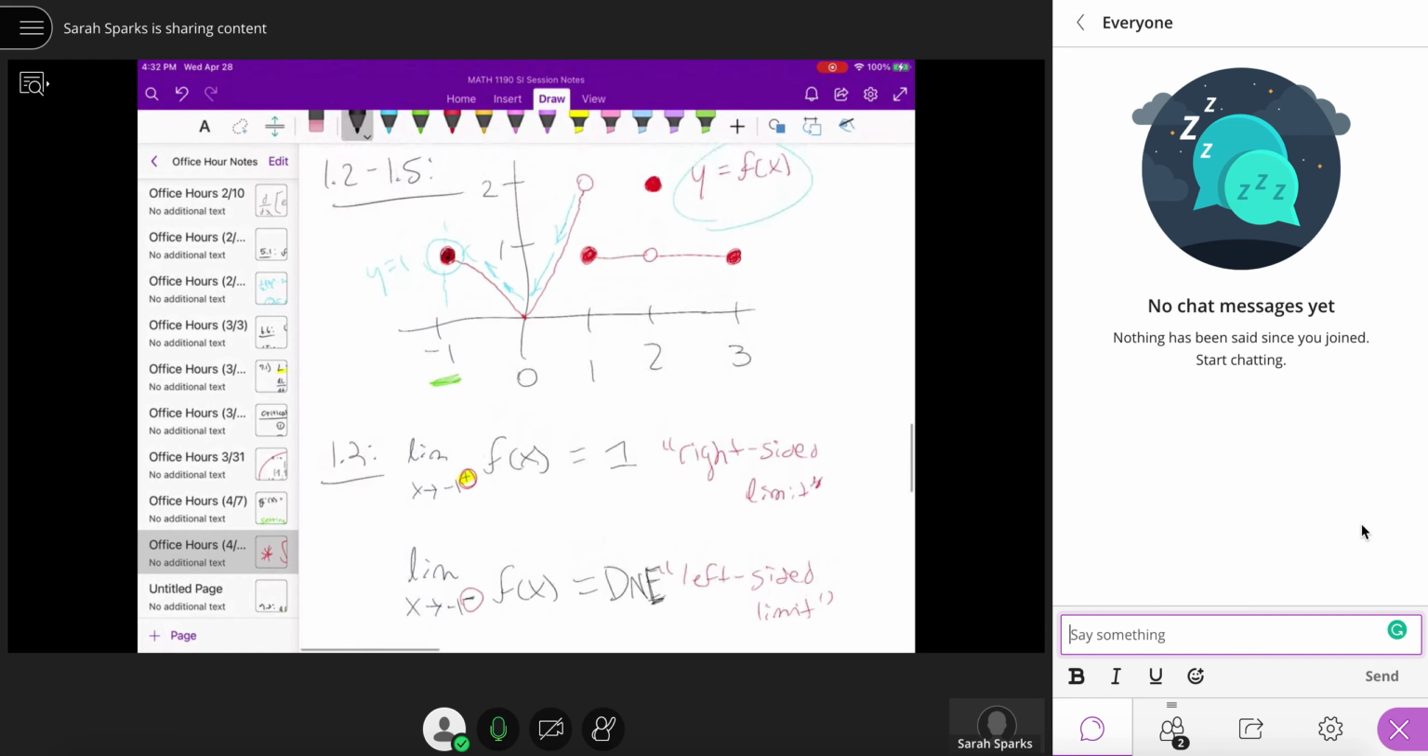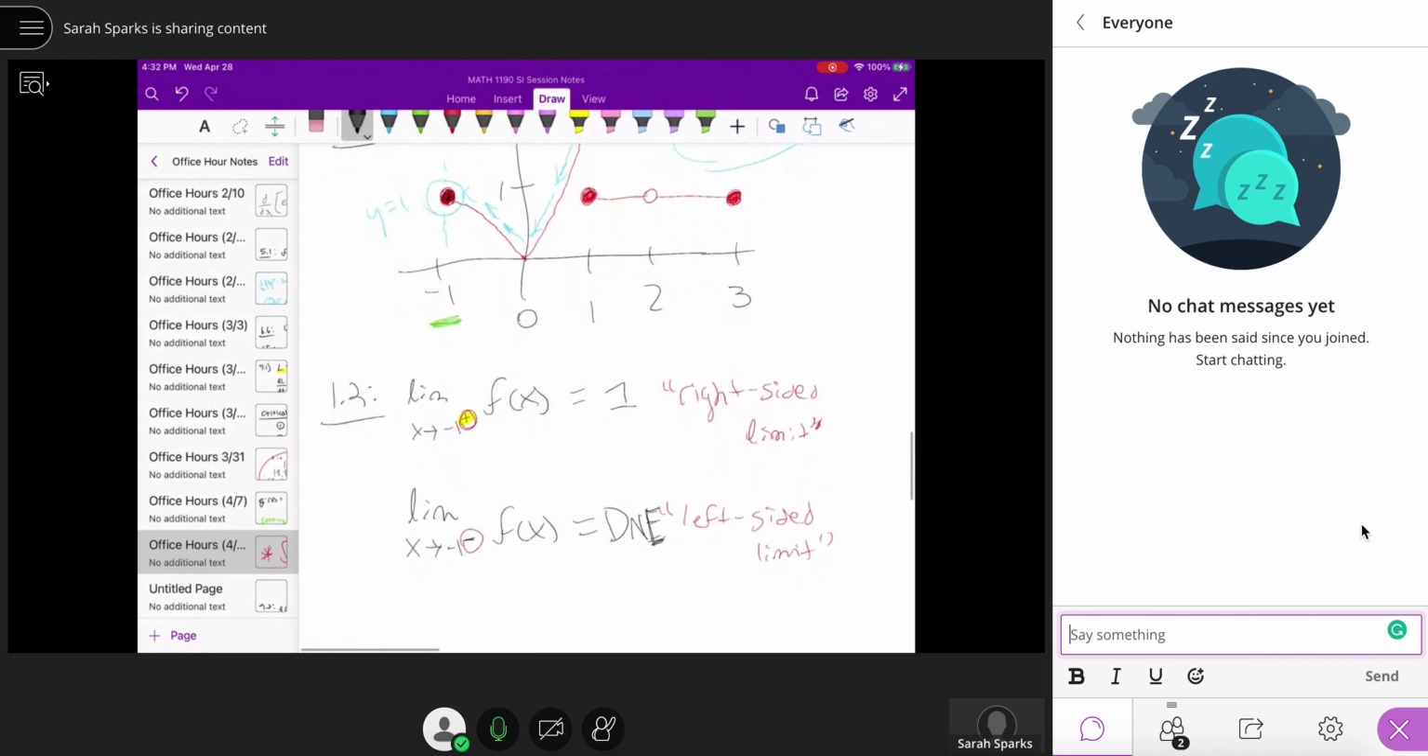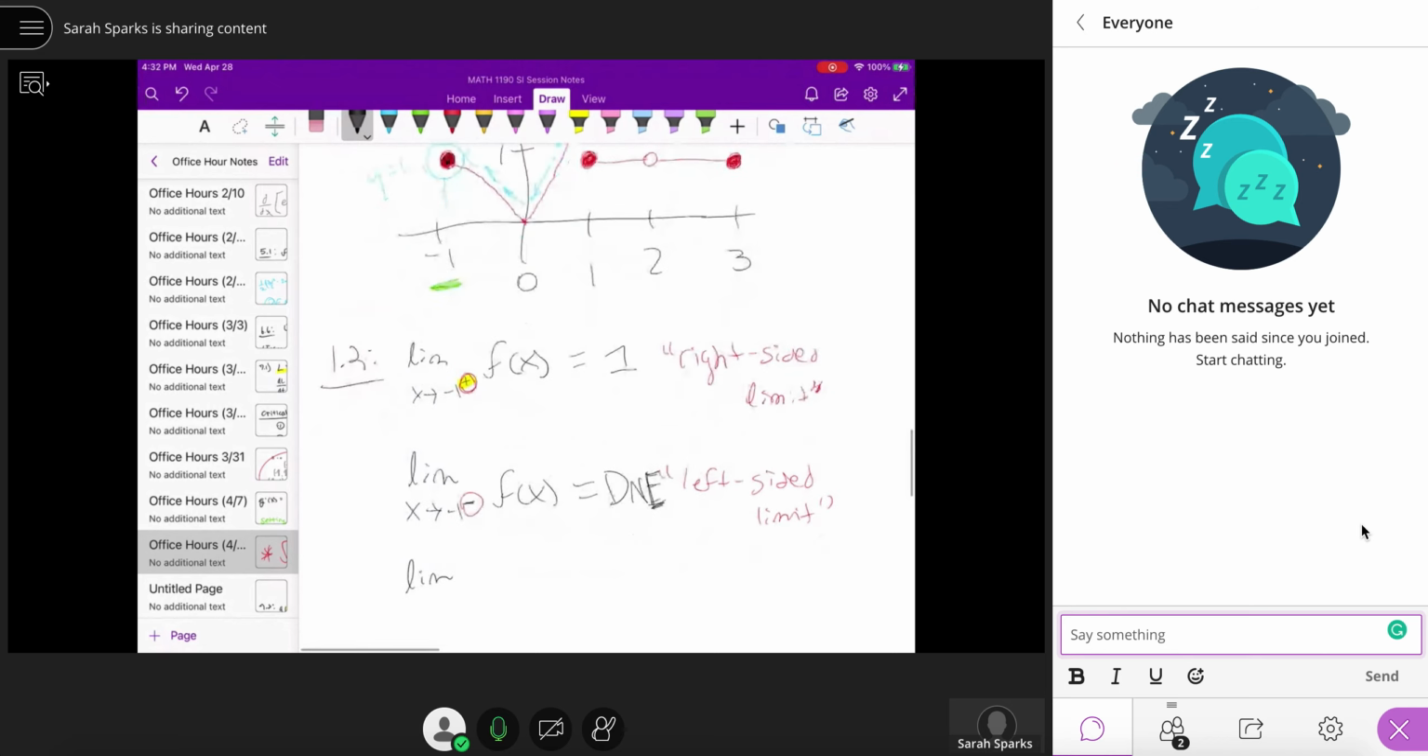And then we know our double-sided limit exists when the right-sided and left-sided limits are equal to each other. So we've already done the left-sided limit as x approaches -1, and we've done the right-sided limit. So what would our full limit be? Would it be just, I'm thinking 1, or is it, no?